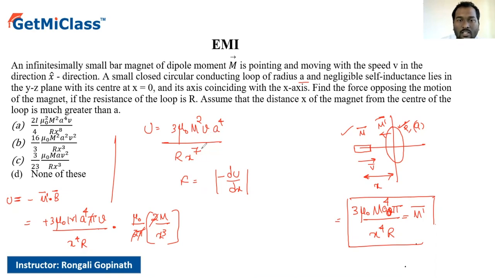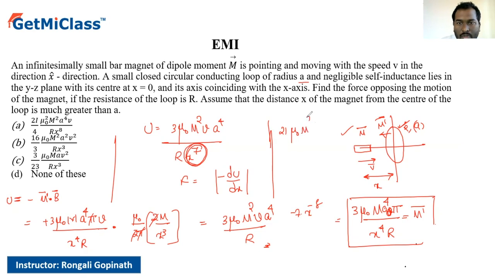So this entire thing is a constant except this, right? Which will make it as 3 mu naught m square v a to the 4 by R. Derivative of x to the minus 7 is given by minus 7 into x to the minus 8. If you take only the magnitude again, it is 21 mu naught m square v a power 4 by R x to the 8.